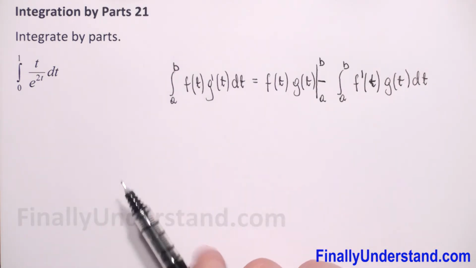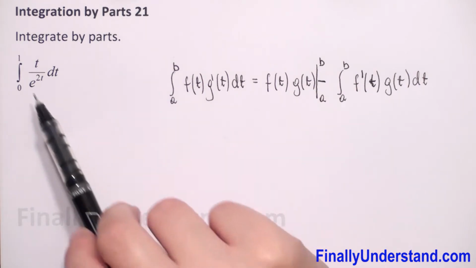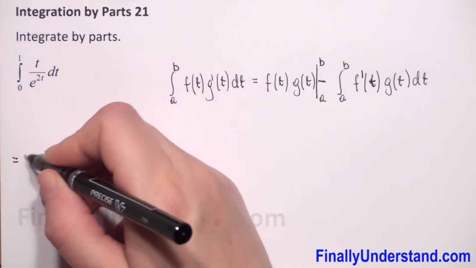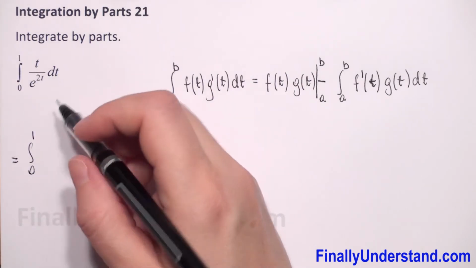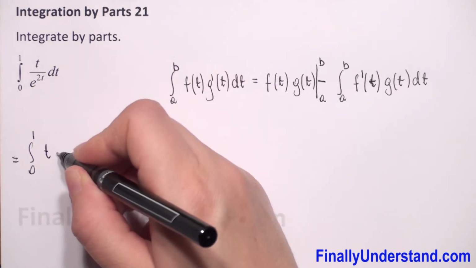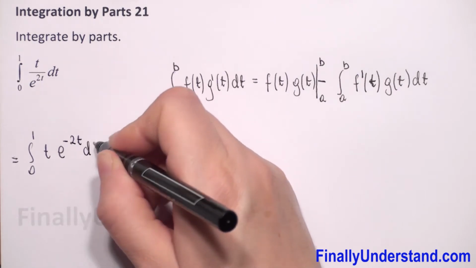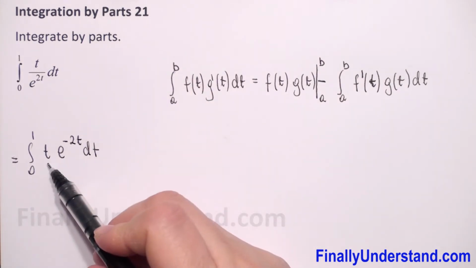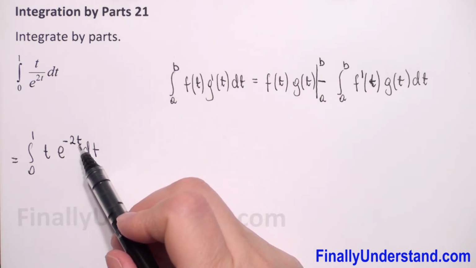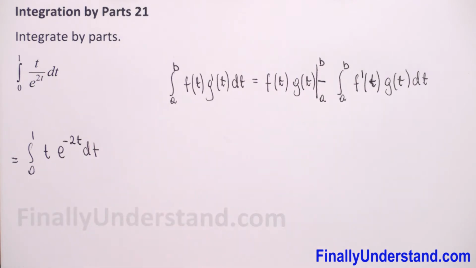So what else? Function f g prime must be continuous. So let me rewrite this. We have the definite integral from 0 to 1. We can change to multiplication, so it will be t times e to power negative 2t with respect to t. t is a continuous function and e to power negative 2t is continuous too, so everything is okay.